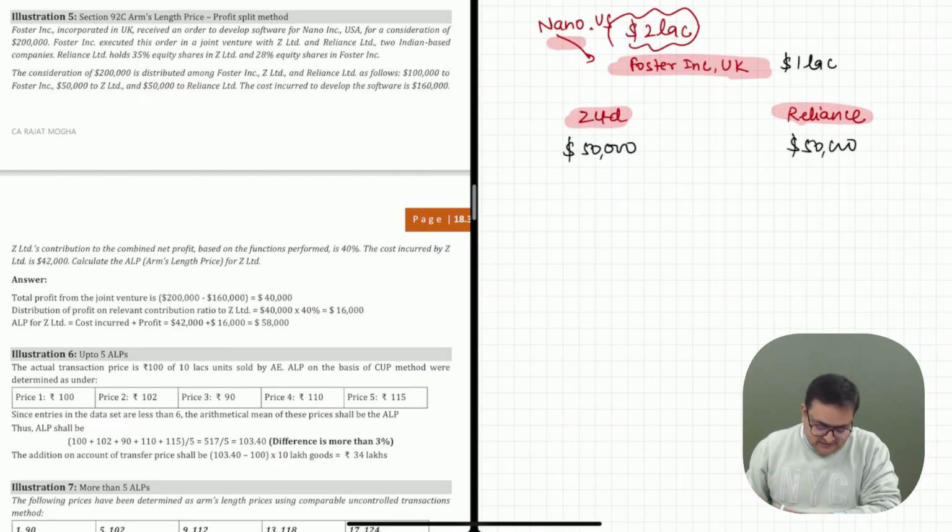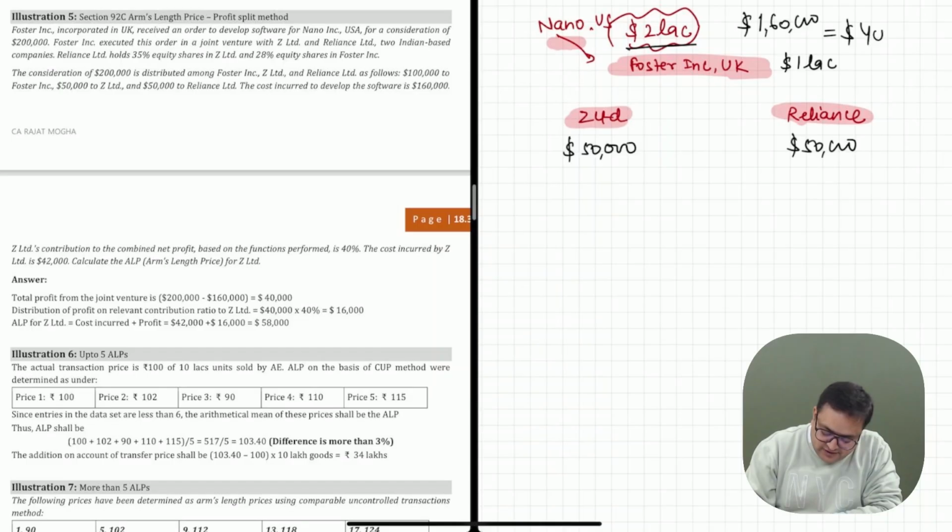2 lakh is the selling price, right? The cost incurred to develop the software is 1,60,000. Nano is giving us $2 lakh, and the cost we have incurred in the entire order is $1.6 lakh. So what is the profit, guys? We can say 40,000 is the profit. This 40,000 profit needs to be split.